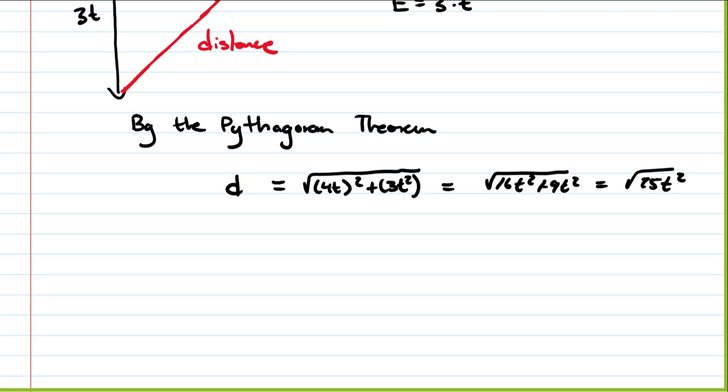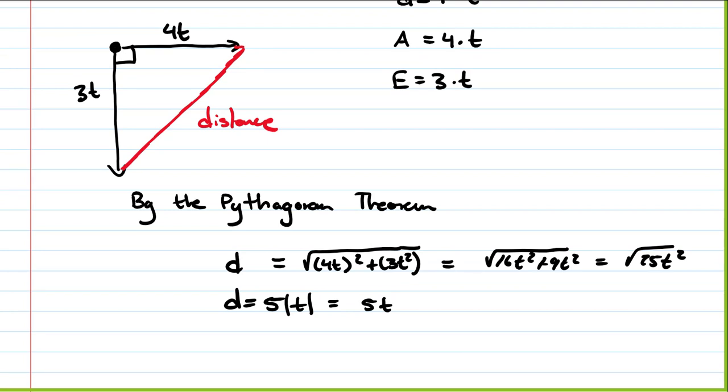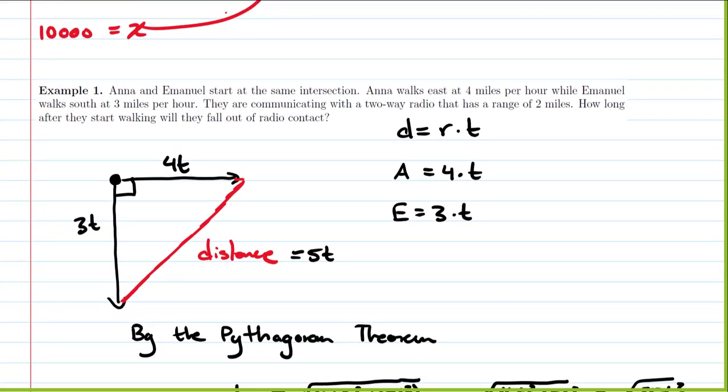And then we get d is equal to the square root of 25, which is 5, and the square root of t squared is the absolute value of t, but we don't actually need that here because time will always be positive in this context. So the distance between them is 5t, right? So that says that the distance in between them is increasing at the rate of 5 miles per hour.